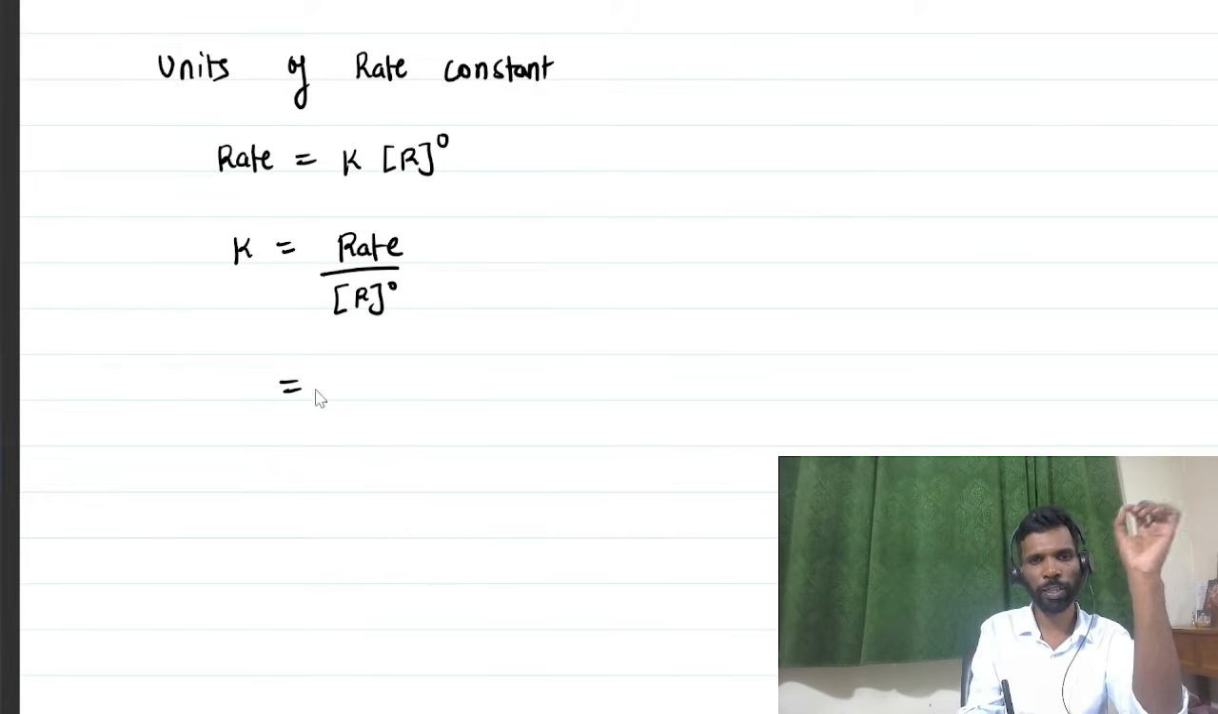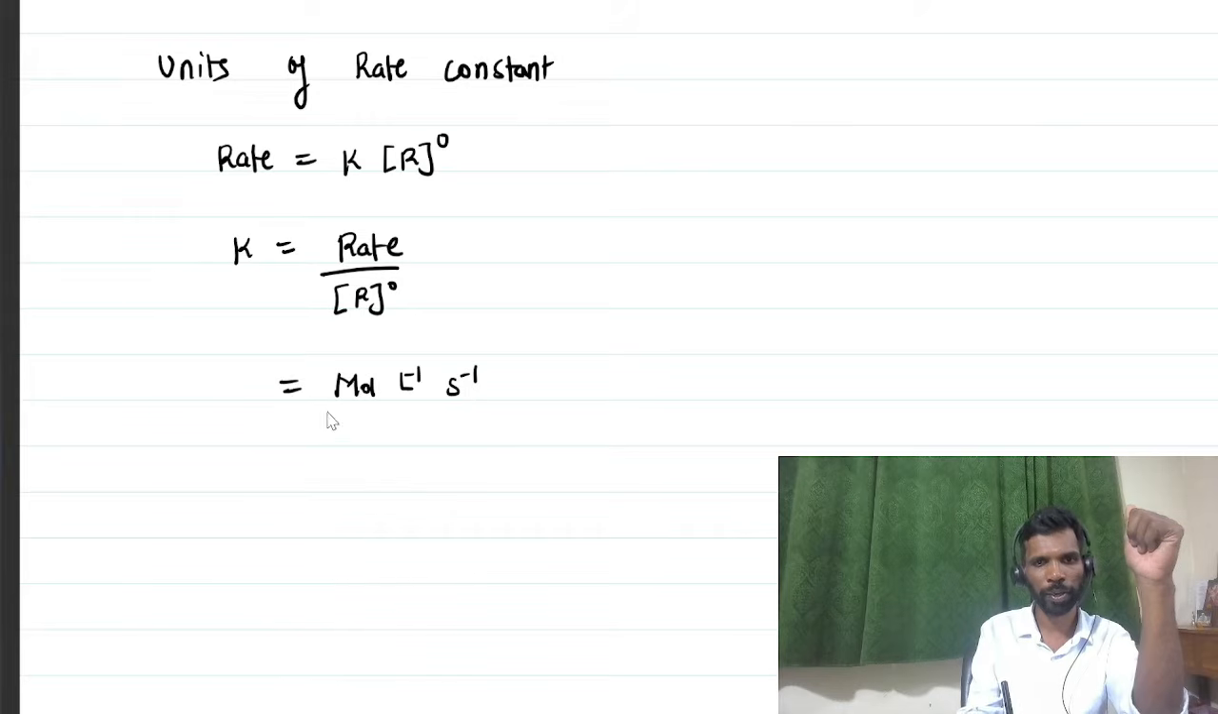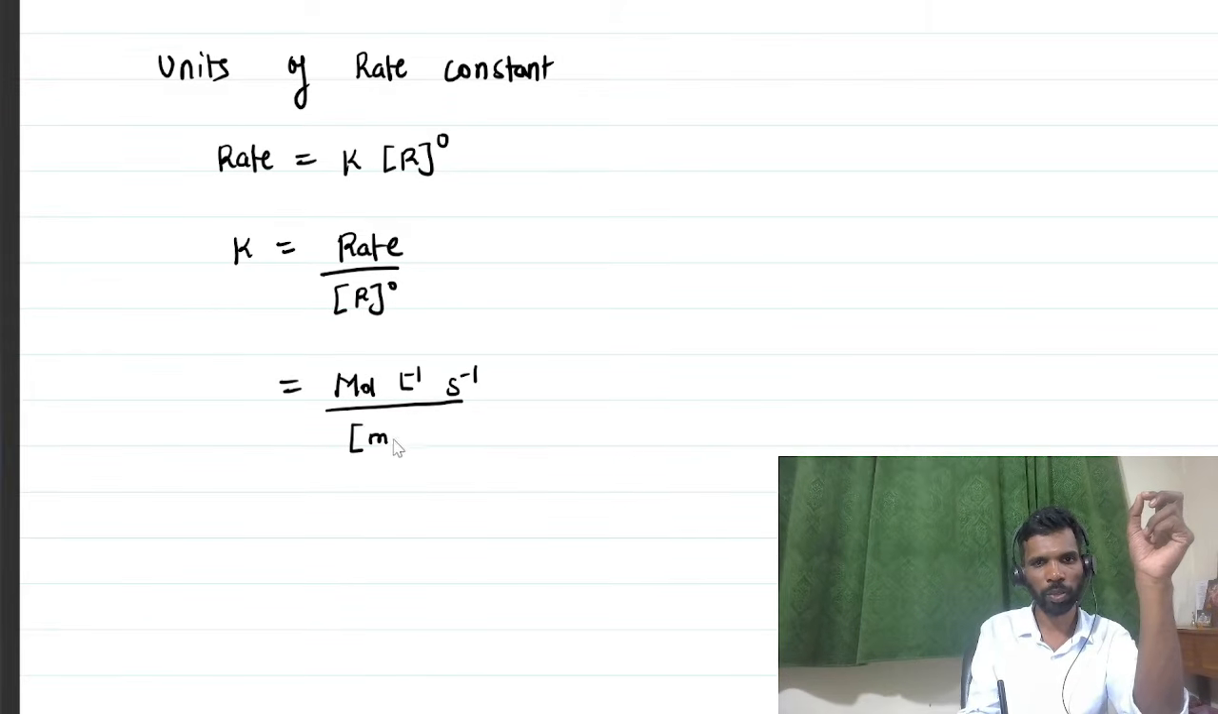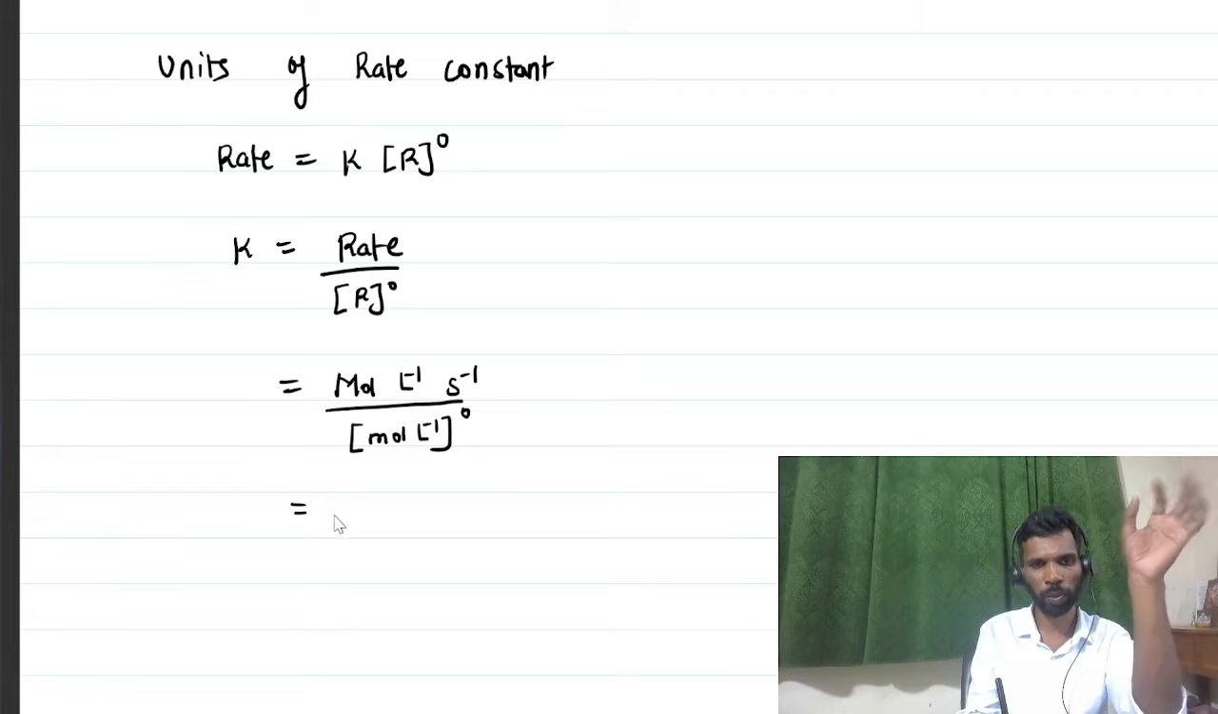So we are finding the unit. We should know what the units of the rate are. The unit of the rate is moles per liter per second. And over here, what is the unit of the concentration? Concentration is just moles per liter raised to 0. Anything raised to 0 is what? 1.